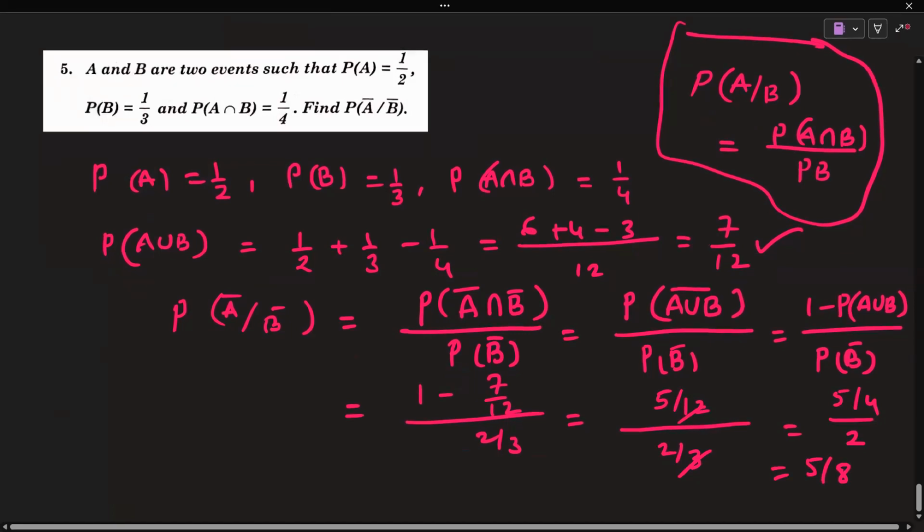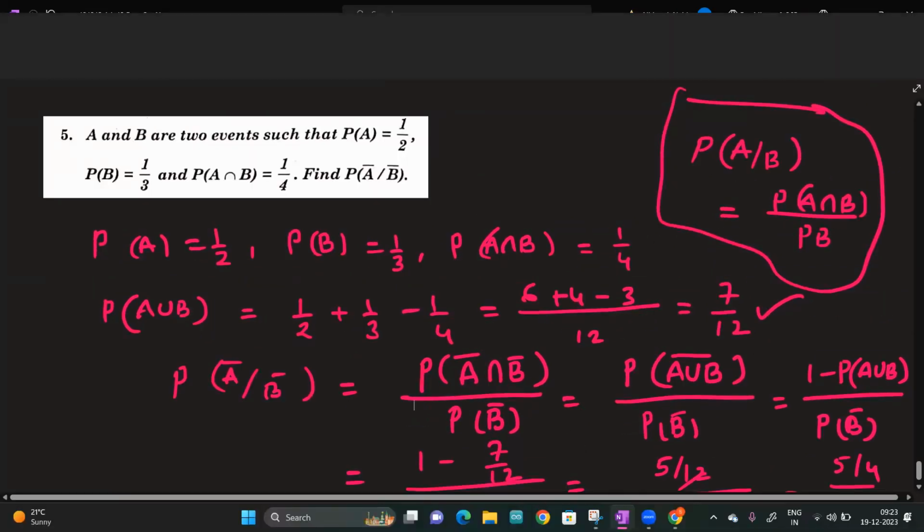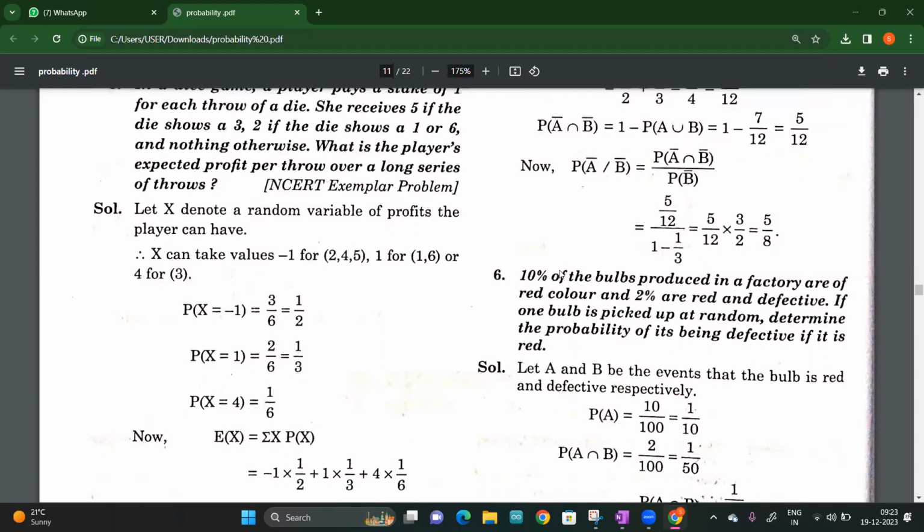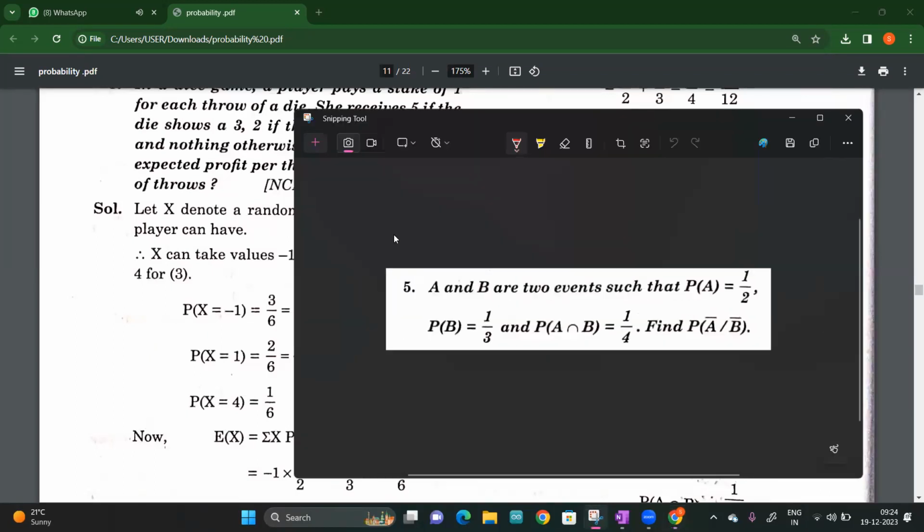Understood? Copy. Next, sixth question. 10% of the bulbs produced in a factory are of red color and 2% are red and defective. If one bulb is picked up at random, determine the probability of it being defective if it is red. So underline this word, it is conditional probability. If it is red, he said. Okay, so let's copy this question.